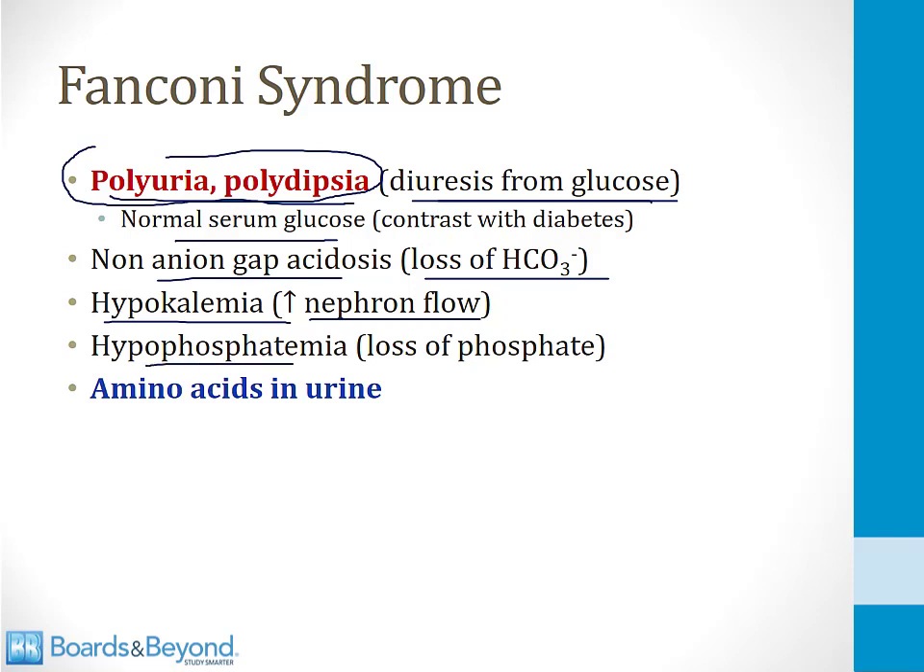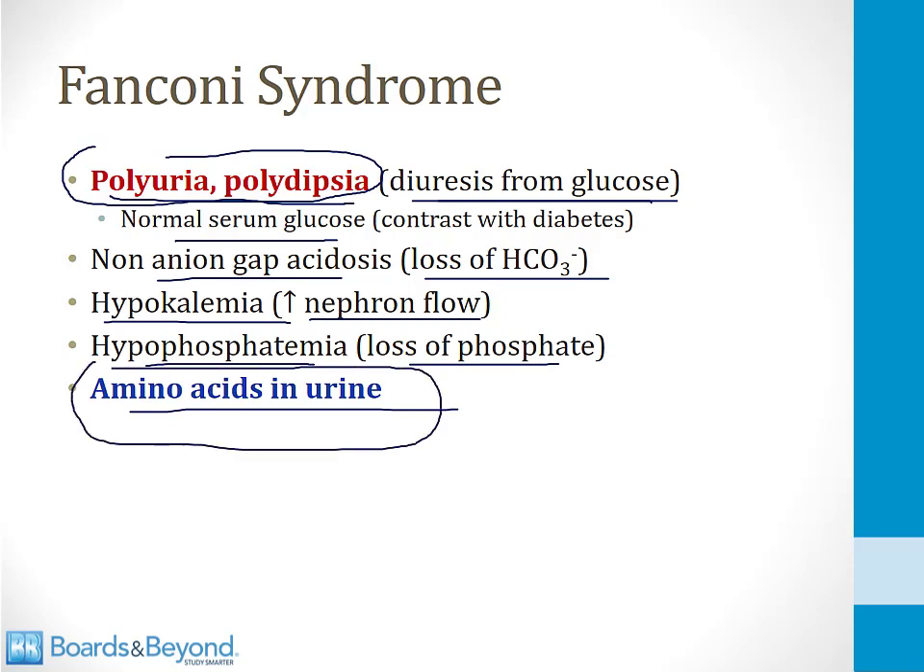There can also be hypophosphatemia from loss of phosphate, and there can also be amino acids in the urine. And remember what I told you before, in Hartnup disease, amino acids should never be in the urine, and if you see a description of this, you should automatically think something is wrong with the proximal tubule.